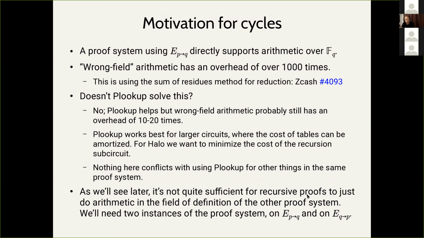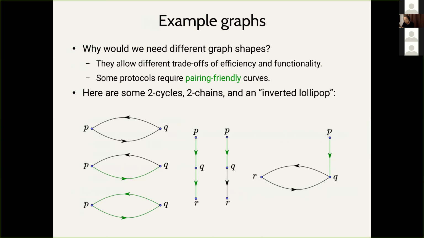Okay, so why do we need cycles? Daira, could you go back for this cycle in the middle with the black and the green arrow? No, sorry, on the left side, the middle of the left side. Yep. Is there an application for that? So you have one pairing-friendly and one non-pairing-friendly curve.